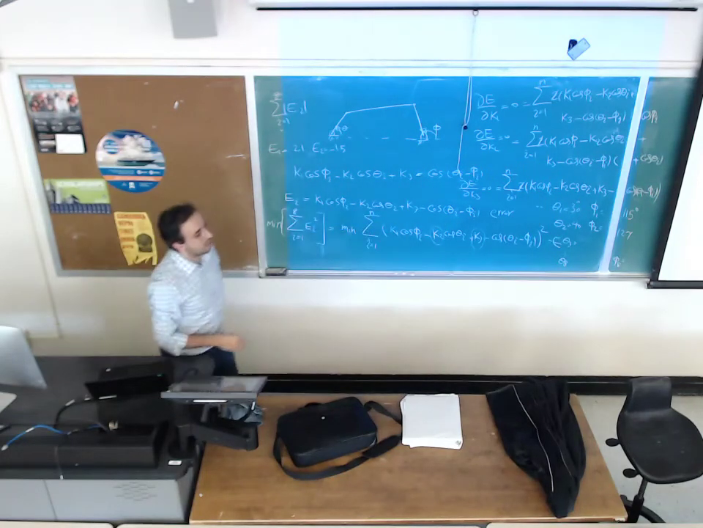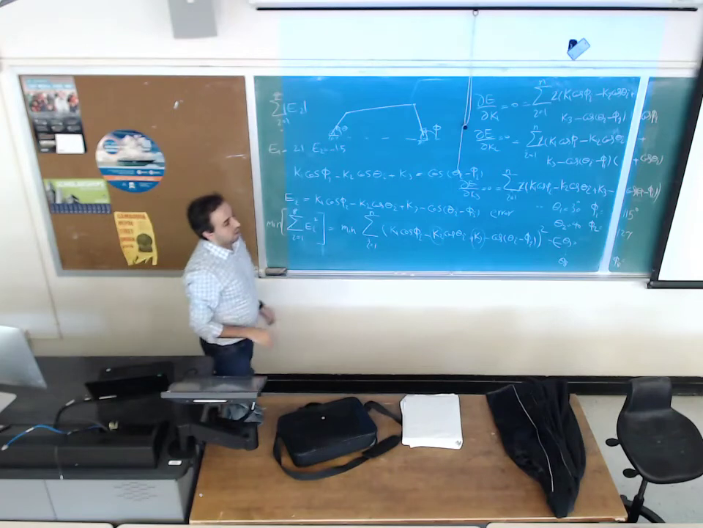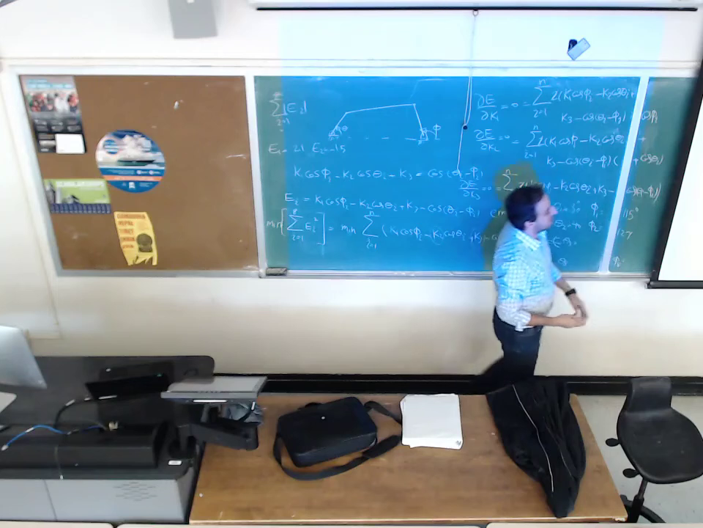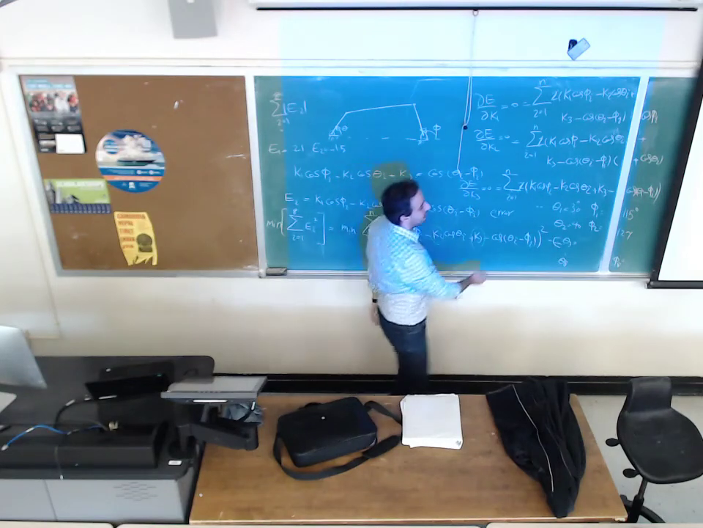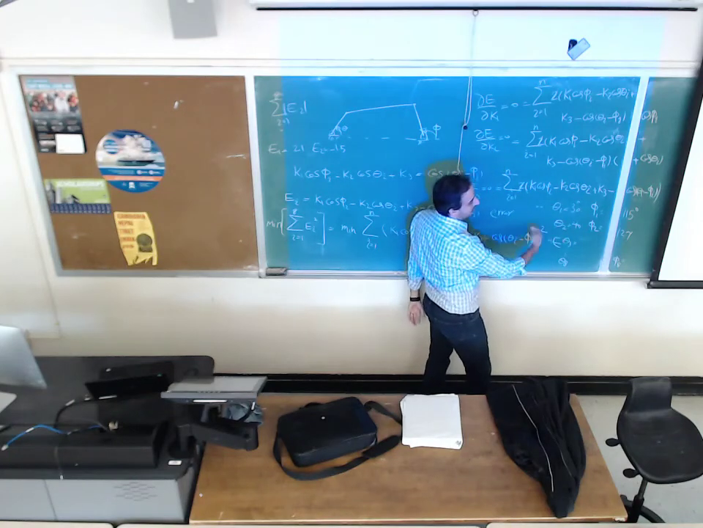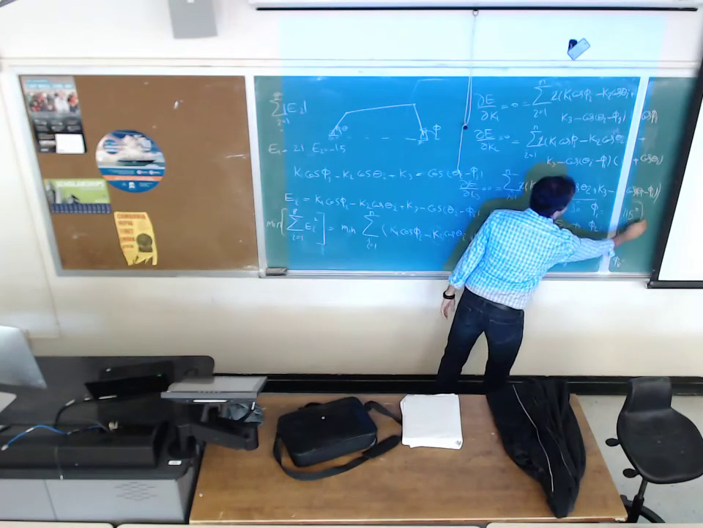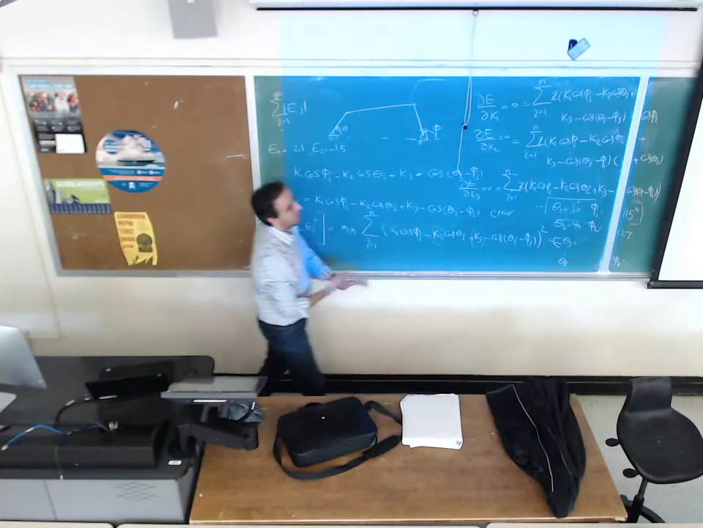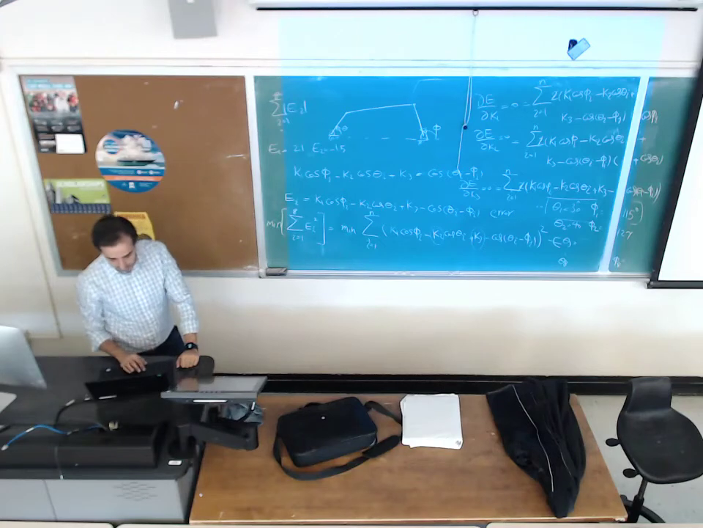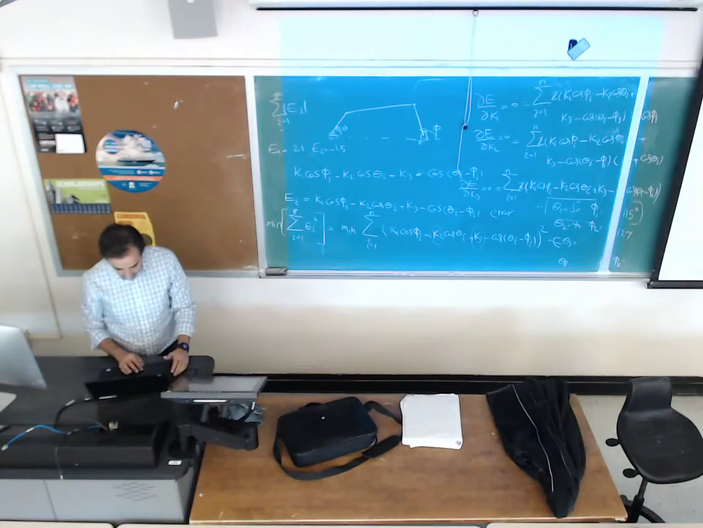If there is any requirement for the mechanism, suppose you want to have a crank rocker. If A, B, C, and D don't satisfy the crank rocker condition, you have to come back and change these two, theta 1 and phi 1, and then try again. Any question on this?